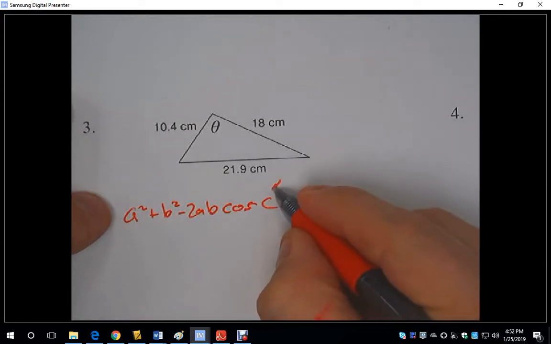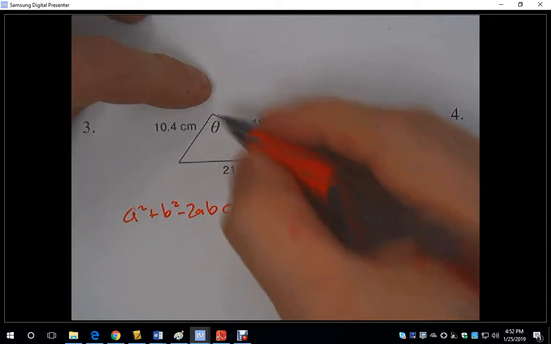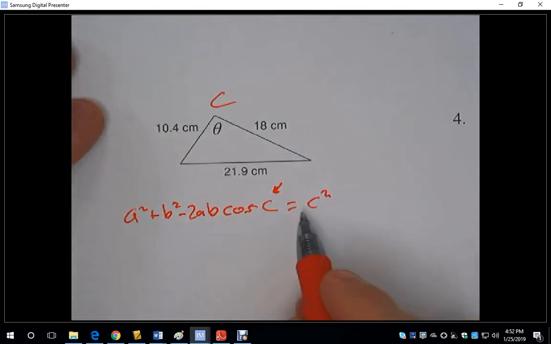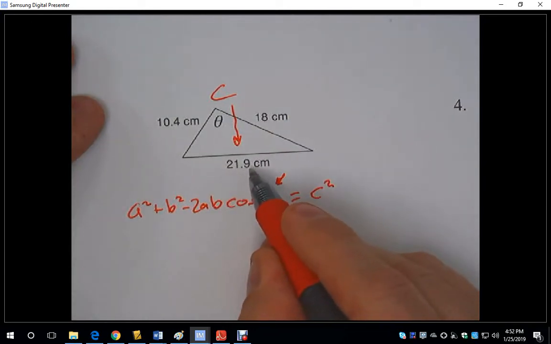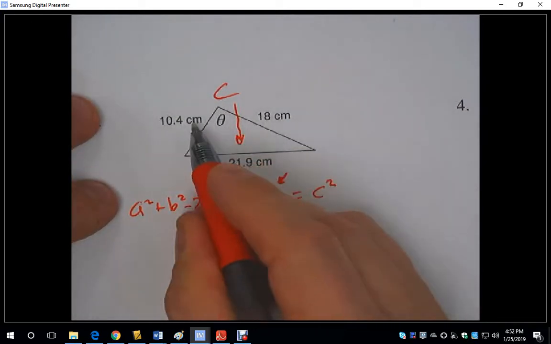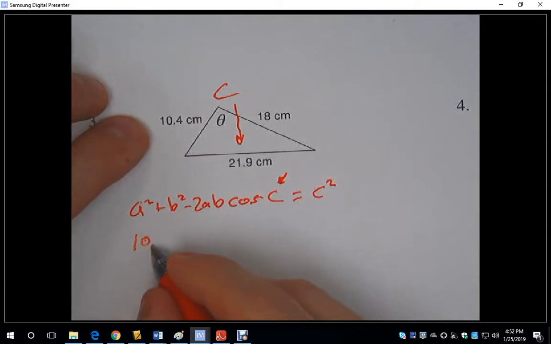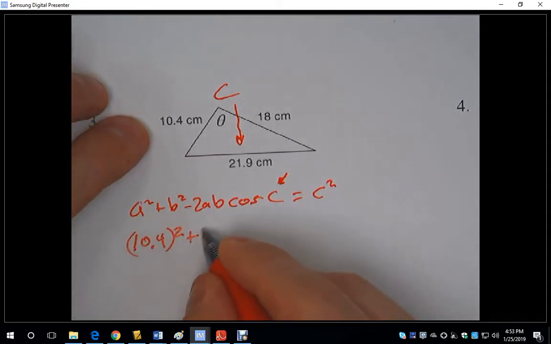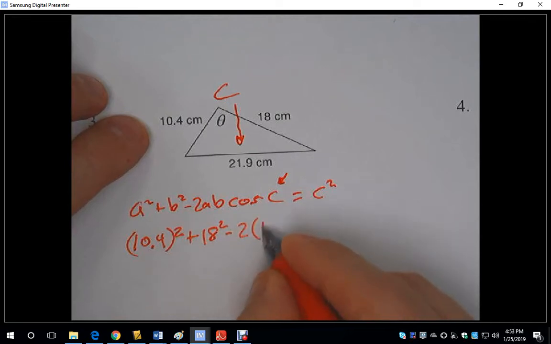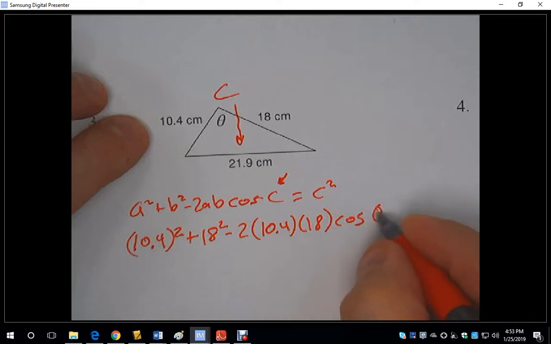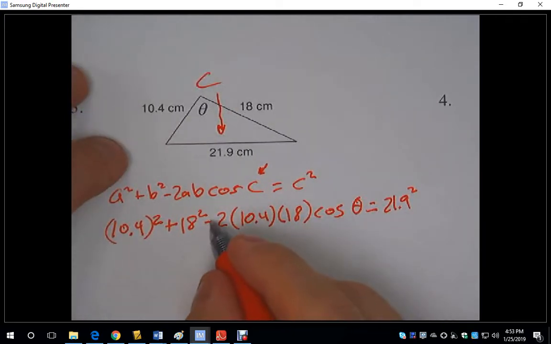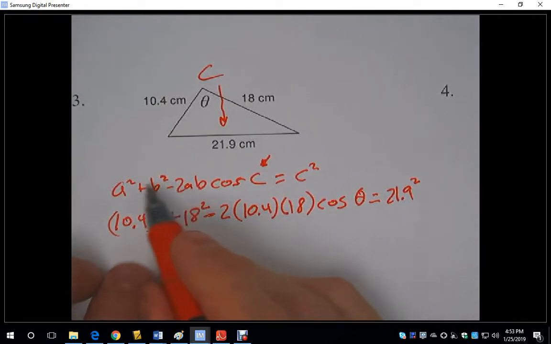The only angle I have is here, angle C, so I'm going to make that theta. This is going to be C, which means that length C has to be the 21.9. And then the A and B, those are interchangeable. So I have 10.4 squared plus 18 squared minus 2 times 10.4 times 18 cosine of theta equals the opposite length of 21.9 squared. Now this gets a little bit tricky, so I'm going to at least solve for this part over here.